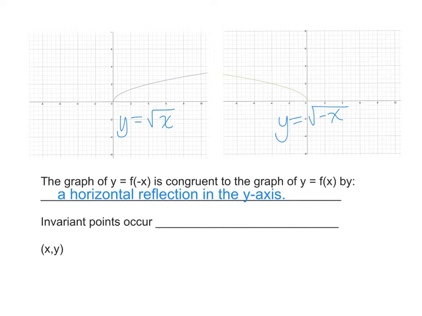So now if we're reflecting in the y-axis, where do the invariant points occur? On the y-axis. Yeah, the y-intercepts. So it still looks the same in terms of here it's the origin, but it's the points on the y-axis that are not changing. So invariant points occur on the y-axis. And for the mapping rule, x, y maps to negative x and y. It's the x values that switch signs, the y values stay the same.